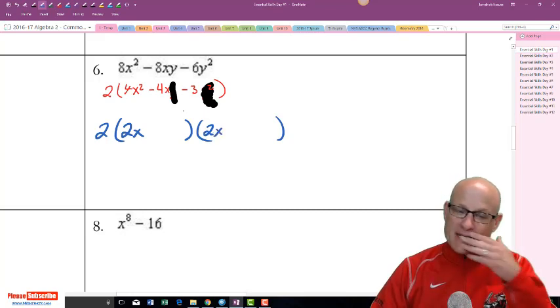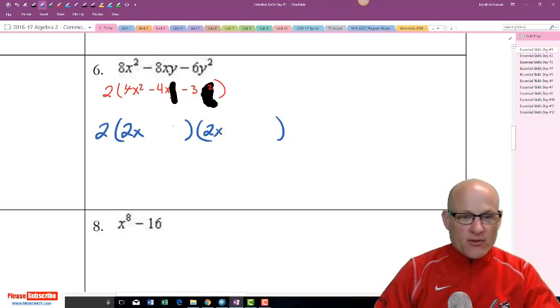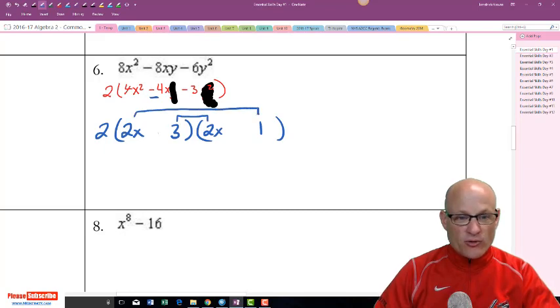And then what multiplies to negative 3? 3 and 1. And now I need it to be negative 4. So this is negative, this would be 6, and this would be 2. So I make this negative 6 and positive 2.